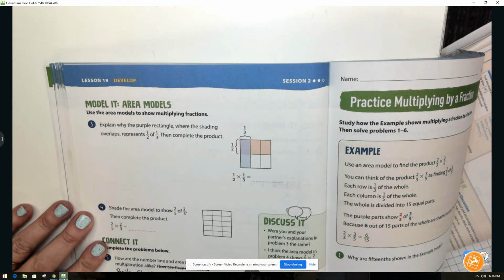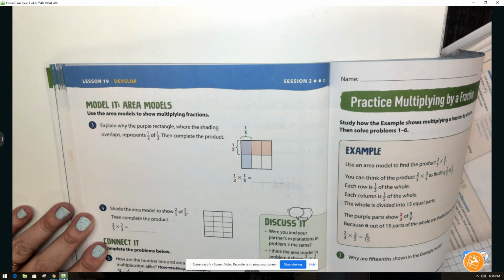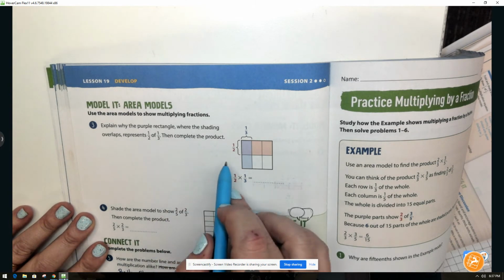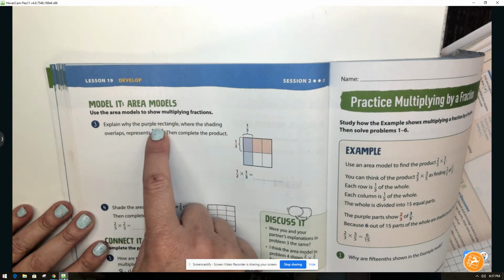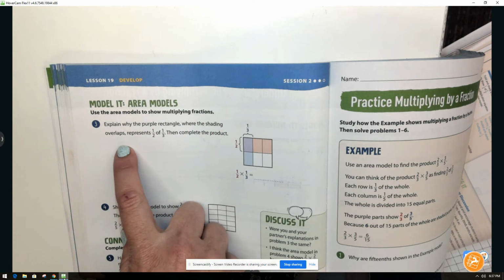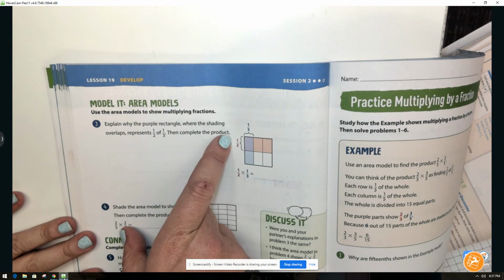Now, number 3, instead of using number lines, you guys know me, number lines are not my favorite, but area models and fractions are my absolute favorite, probably because I love to use a highlighter and it's very therapeutic for me. But I think that doing fractions less than 1 and using an area model are seriously so fun. So here's how it works. It says here, explain why the purple rectangle where the shading overlaps represents 1/2 of 1/3. Then complete the product.